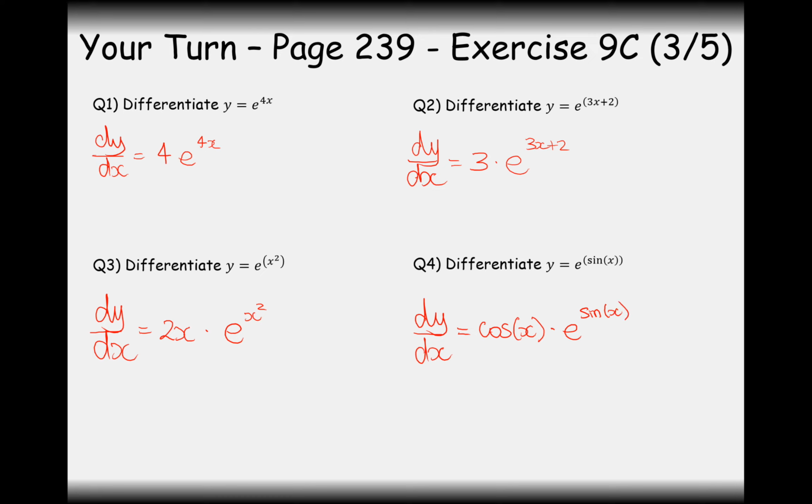So you can hopefully spot a pattern here with e derivatives. You differentiate the power, multiply it to the front, so 4, 3, 2x and cos are all the derivatives of the powers. And then the function doesn't change on the outside. It's still going to be e to the x squared, e to the sine x, e to the 3x plus 2, and e to the 4x. So hopefully you've spotted a rule here for e.